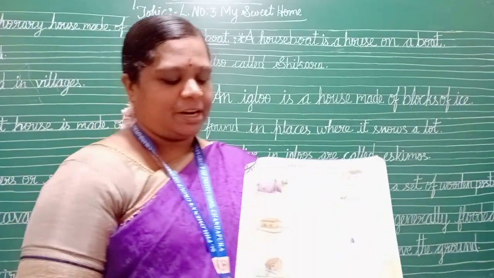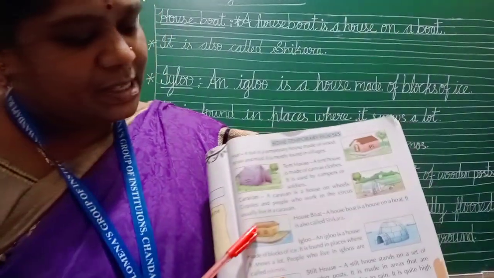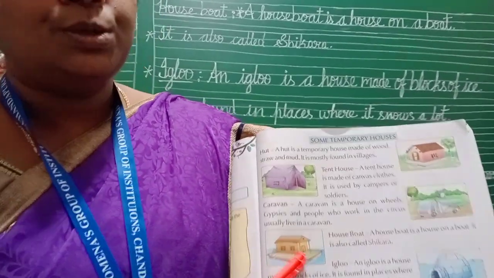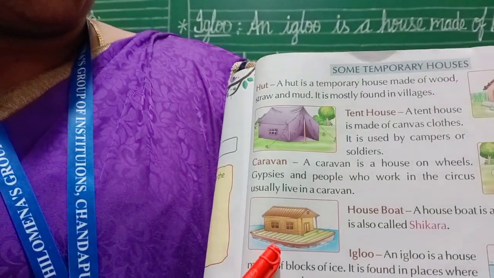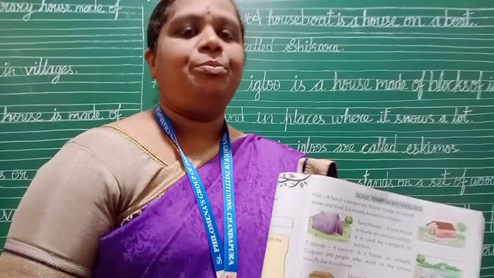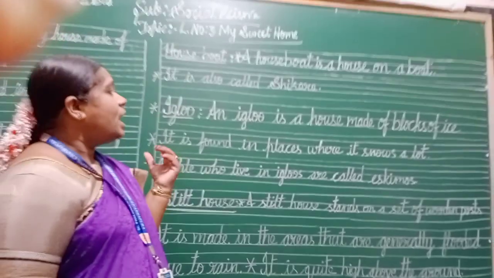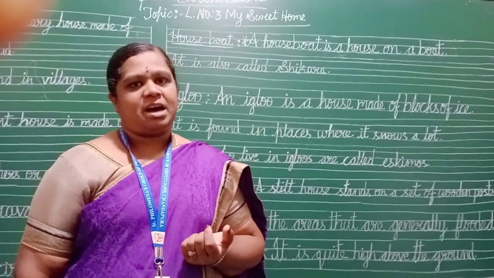Can you see here children? This is called houseboat. It is made on the boat and it is also called shikara.